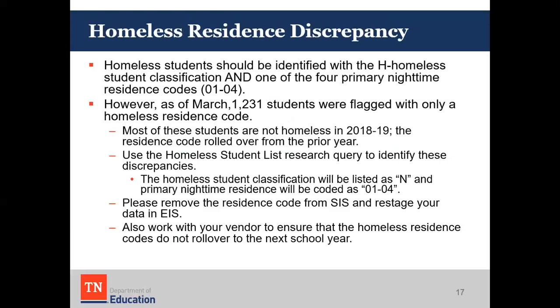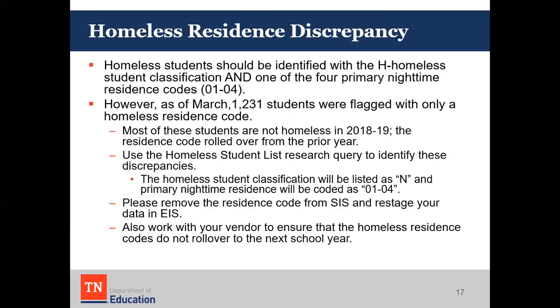The key homeless data discrepancy involves the homeless residence code. Homeless students should be identified with the H homeless student classification in one of the 4 primary nighttime residence codes: 01, 02, 03, and 04. However, as of March, 1,231 students were flagged with only a homeless residence code.